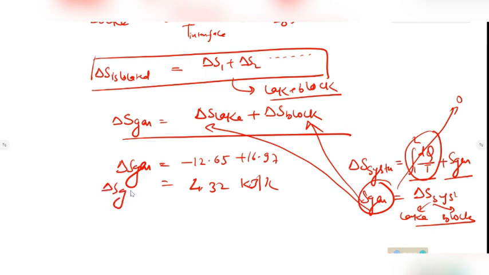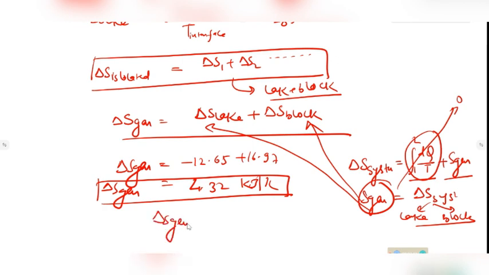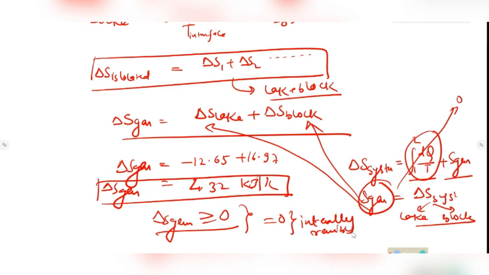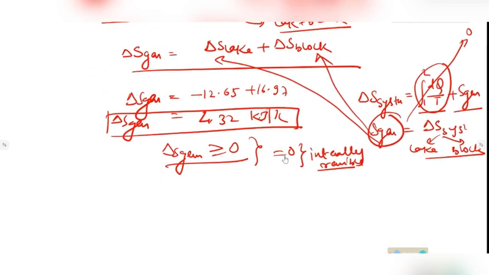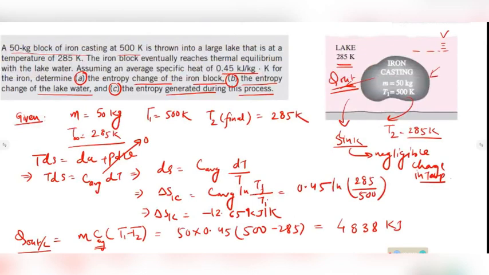So this is the delta S generated, and for any process to happen as per the second law of thermodynamics, delta S generated should be greater than or equal to 0. It will be equal to 0 for an internally reversible process, and it will be greater than 0 if the process is irreversible. So this was the basic numerical to understand the basic concepts of entropy generation through a basic example.